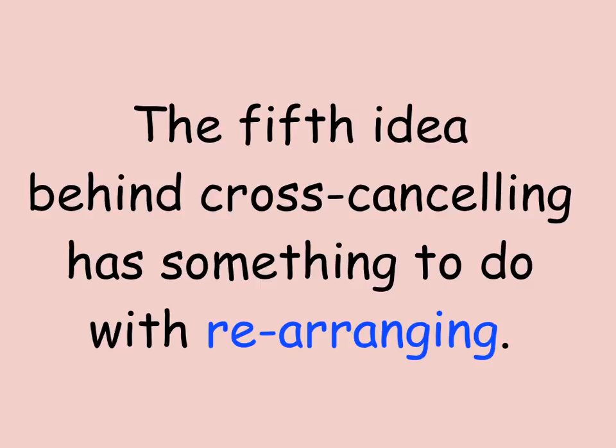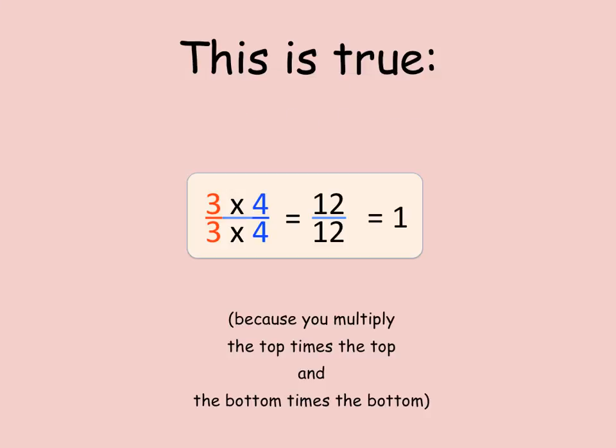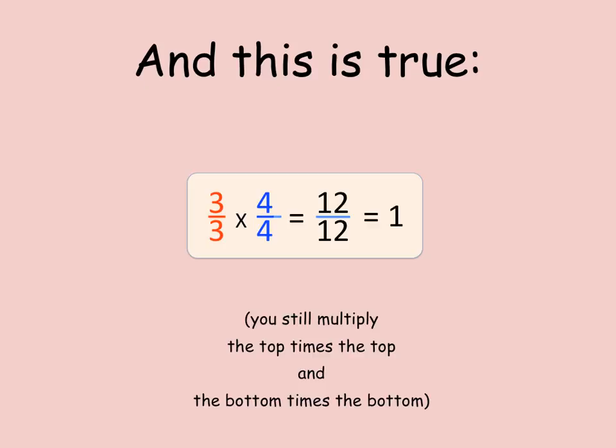Now, the fifth idea behind cross-canceling has something to do with rearranging. Now, this is true. 3 times 4 divided by 3 times 4 is the same as 12 divided by 12. Same thing as 1. And this is also true. 3/3, some people will call that 3 over 3, I call it 3/3, times 4/4 equals 12/12 equals 1, because you still multiply the two top numbers and the bottom times the bottom.